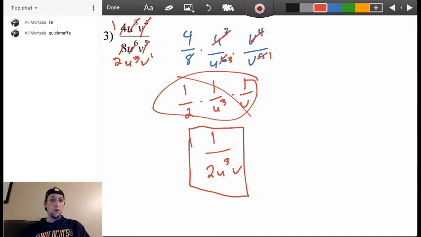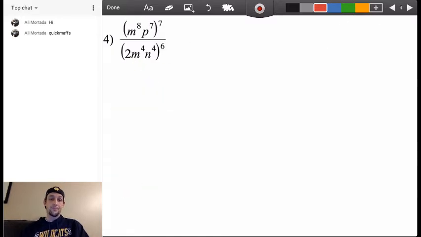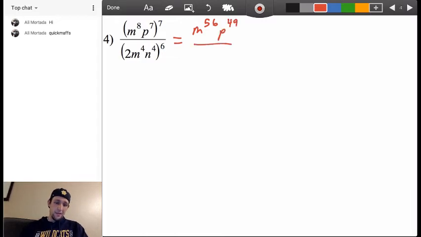There's a way to do it with negative exponents as well, I should say, but we'll save that for a later one. This one we're going to do with positive exponents as well. All right, distribute your exponents. When you do that, you multiply: m to the 56, p to the 49 over, and I'm going to actually show this, it's 2 to the 6th, m to the 24th.